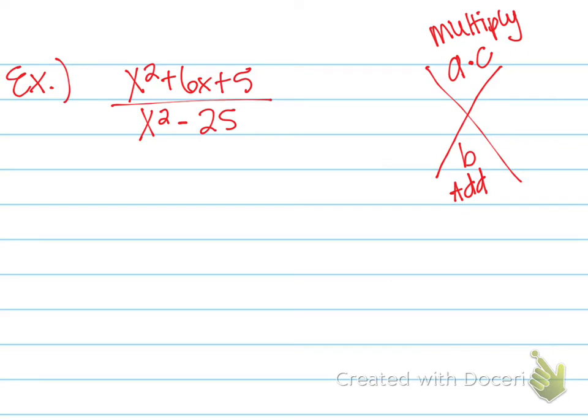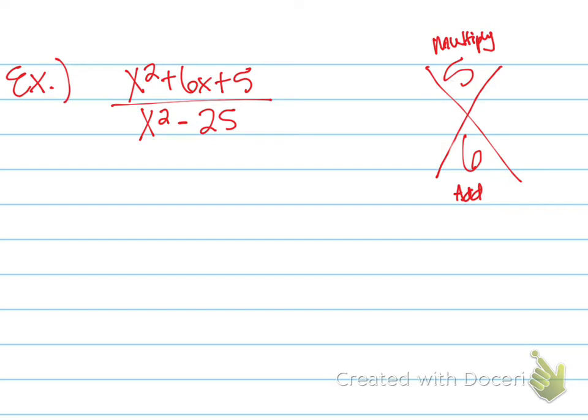Okay, so we want to start by factoring out the numerator, the top one. So I'm going to erase this. So my b term goes in the bottom. So remember, my b is my second term, my x term. So it is actually 6. A times c would be 5. So you have to think of two numbers that add to get 6, but they multiply to get 5. So it can only be one thing.